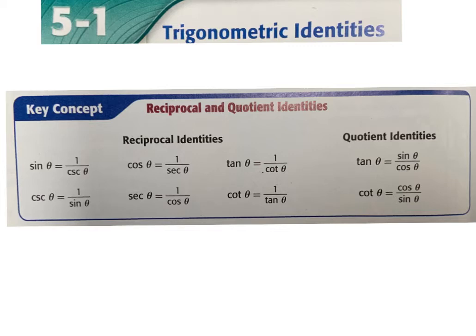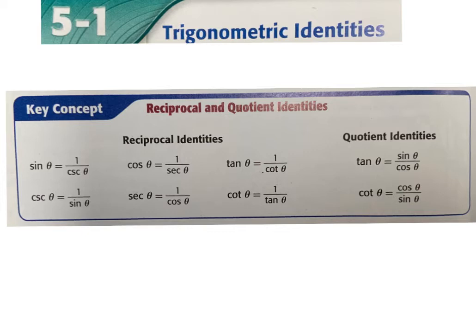The first one's very simple. These are called reciprocal identities. You are familiar with these because of right-angled trigonometry. The reciprocal of sine is cosecant, meaning if you have the sine, all you have to do is flip it upside down to get the cosecant. Cosine is reciprocated with secant, tangent with cotangent. And then, of course, the bottom three are just the opposites. Cosecant is the reciprocal of sine, secant the reciprocal of cosine, cotangent the reciprocal of tangent. We know those. Those are ones we've used with right-angled trigonometry.